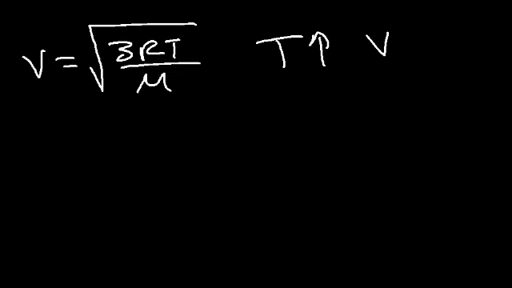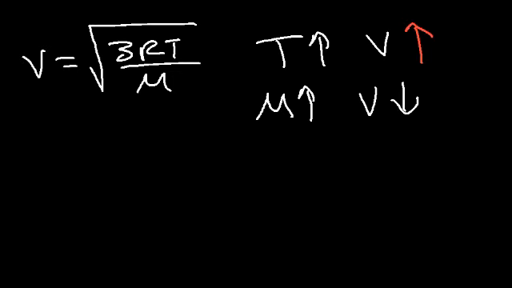We can see that temperature is on the top of the fraction, so therefore, if you increase the numerator of a fraction, the whole fraction goes up in value. So if you increase the temperature, the velocity of the gas will increase. So at high temperatures, gases are moving faster and faster. Now, if you increase the molar mass of a gas, the velocity will decrease. And that makes sense because heavy gas molecules move slower, but light gas molecules move faster.